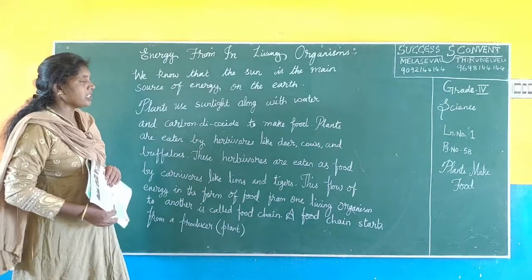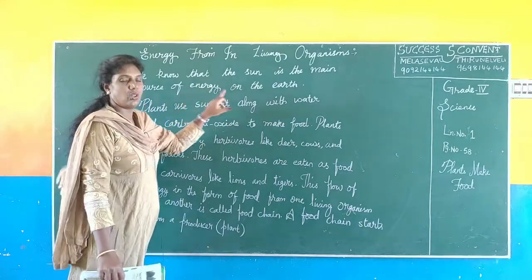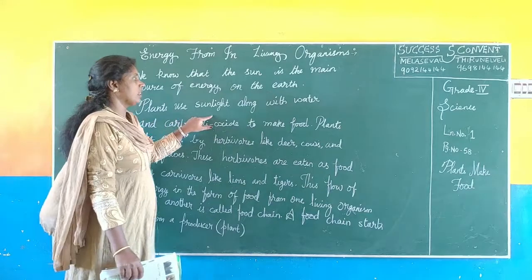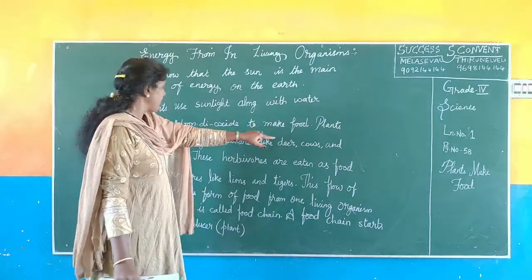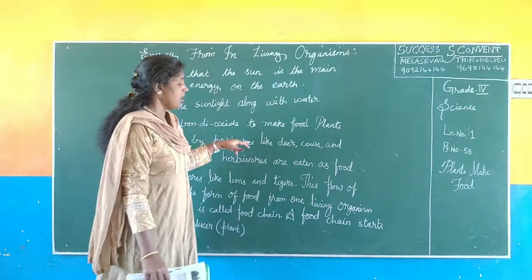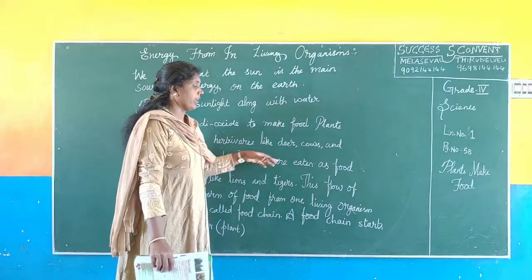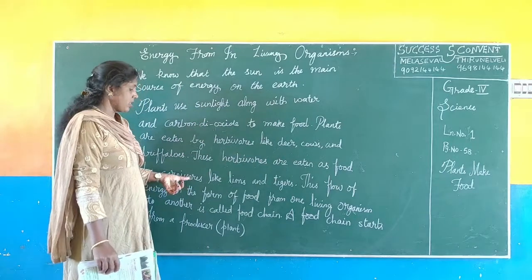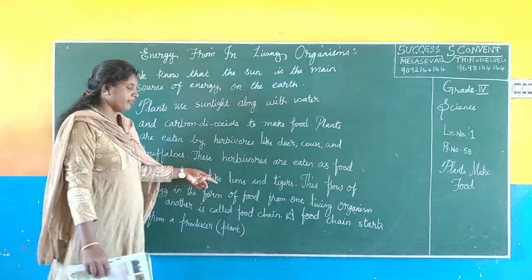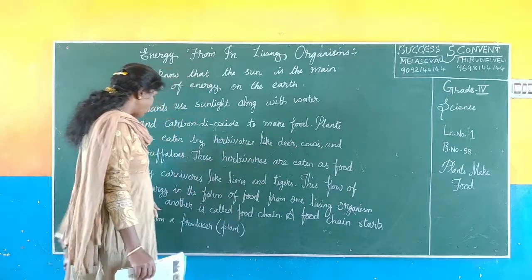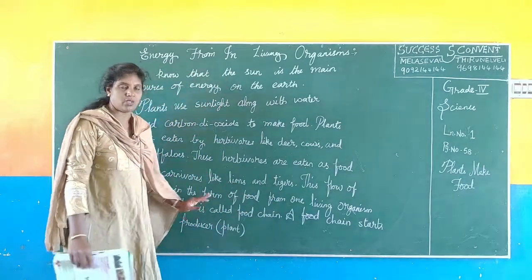Okay, energy from living organisms. We know that the sun is the main source of energy on the earth. Plants use sunlight along with water and carbon dioxide to make food. Plants are eaten by herbivores like deer, cows, and buffaloes. These herbivores are eaten as food by carnivores like lions and tigers. This flow of energy in the form of food from one living organism to another is called food chain. A food chain starts from a producer, that is called as plant.